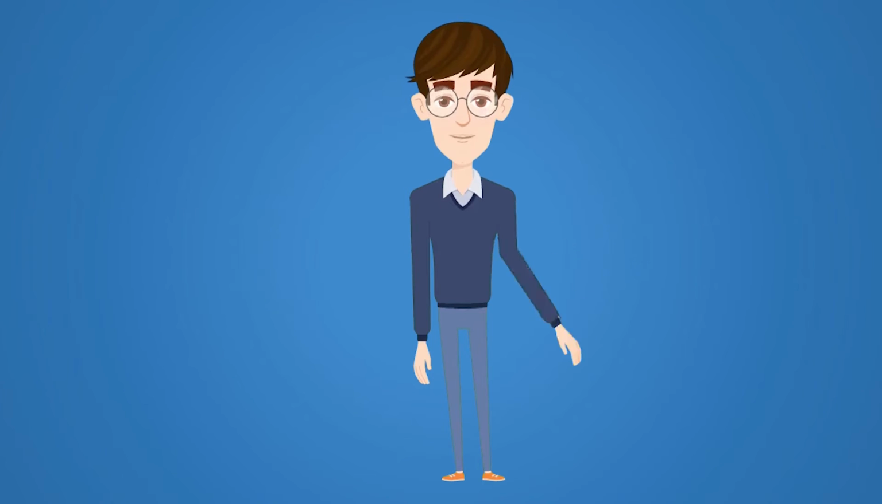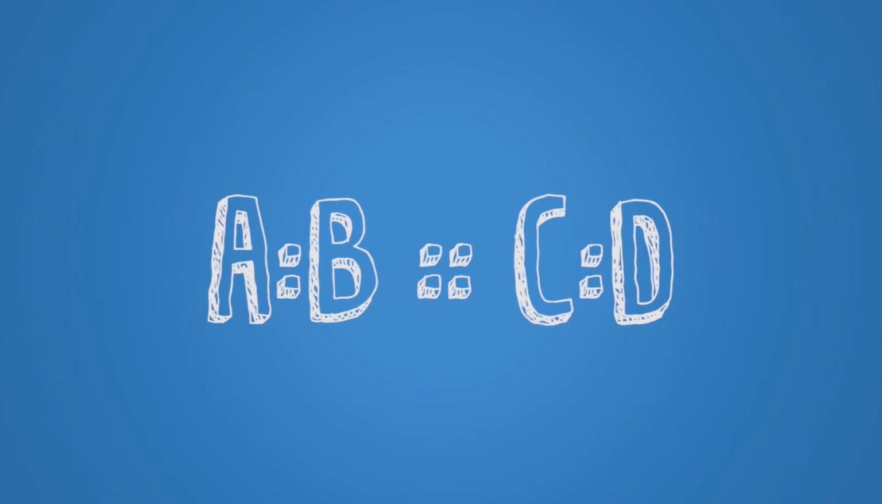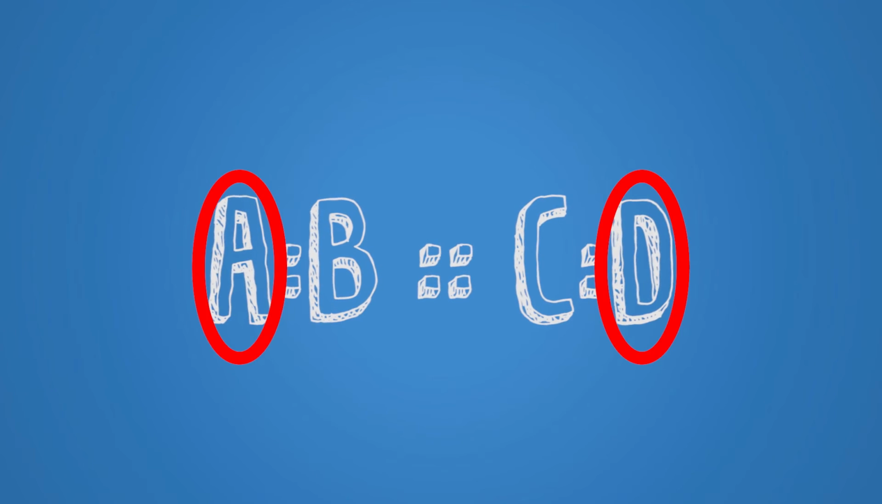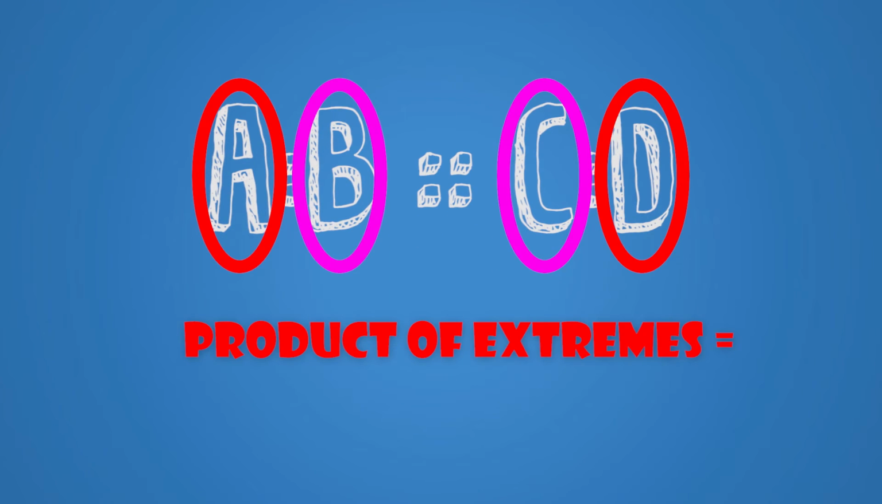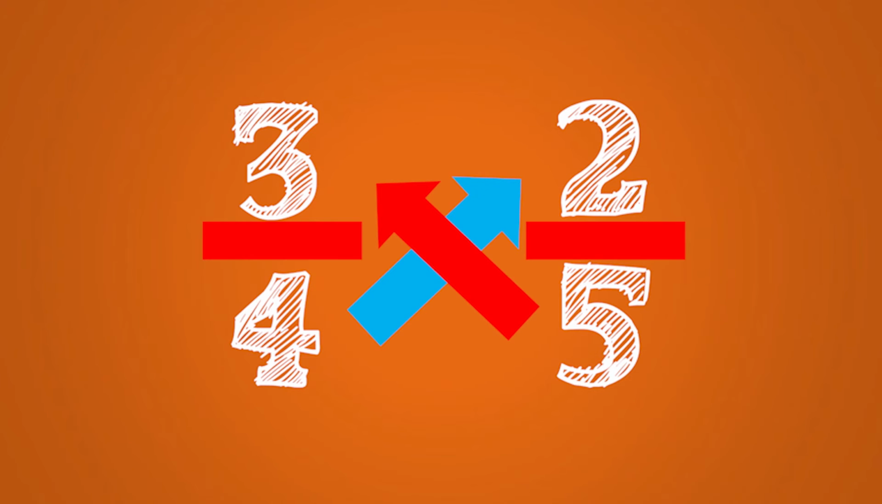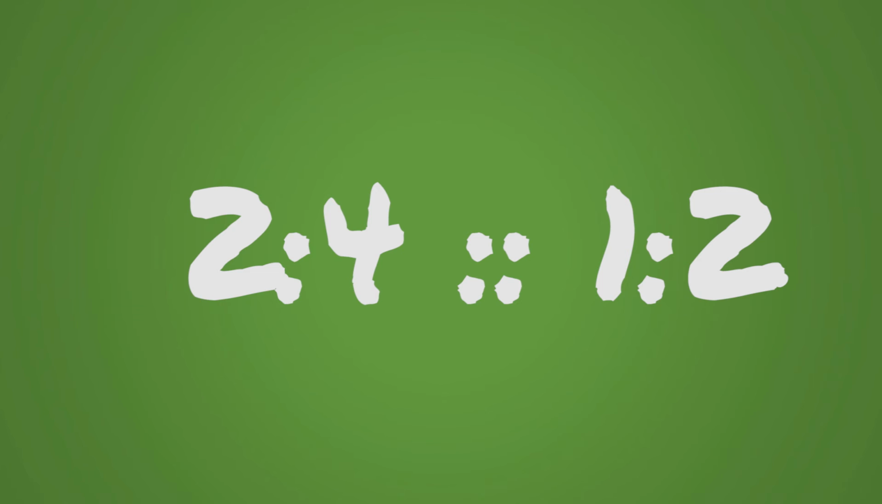So we must remember this rule. A is to B as C is to D. This is a proportion. Here the product of these two numbers is equal to the product of these two numbers. Or we can say the product of extremes is equal to the product of means, which brings us back to the cross multiplication for comparing.